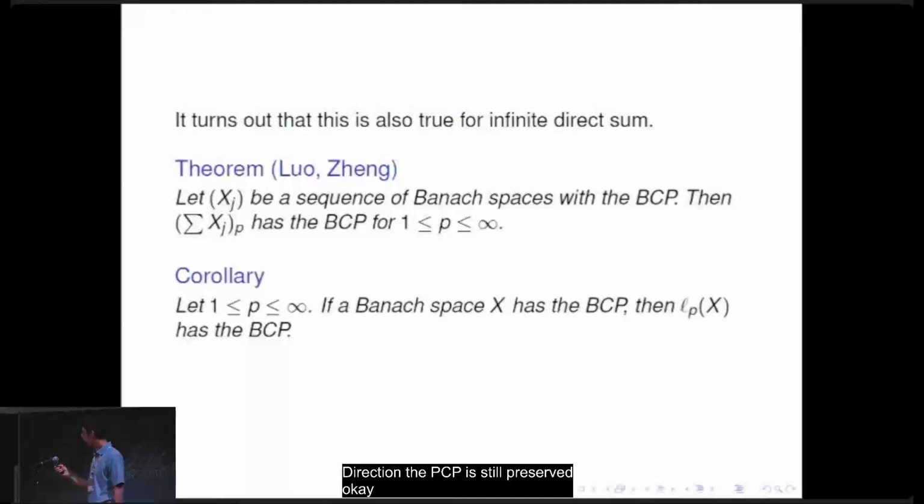Okay, so if you take a sequence of Banach spaces with the Ball covering property, then take the little l_p direct sum of the spaces, then the direct sum has the Ball covering property. This includes both 1 and infinity. And of course, the corollary is that if X has the Ball covering property, then l_p of X has the Ball covering property. So what is the next natural question? This is little l_p, then what about capital L_p, okay?